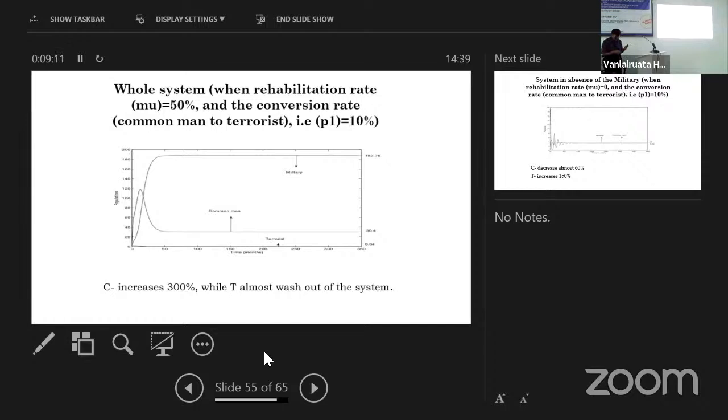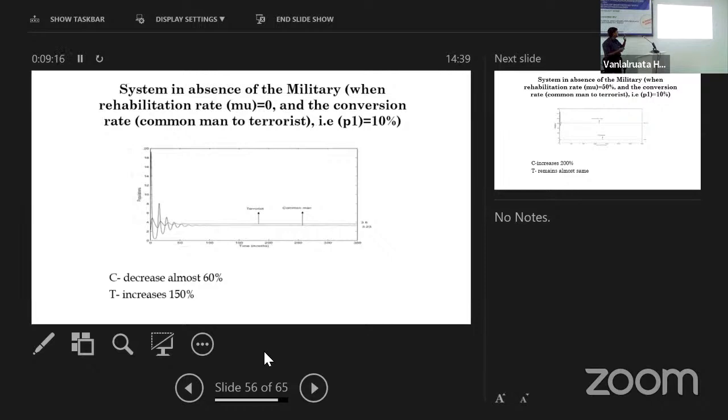Now the system in the absence of the medium, I'm doing that. I have not yet opened mu equal to the real system. I have just the common magnitude payload is 10%. So I see C decreases almost 60%, C means only, whereas T increases 150%.